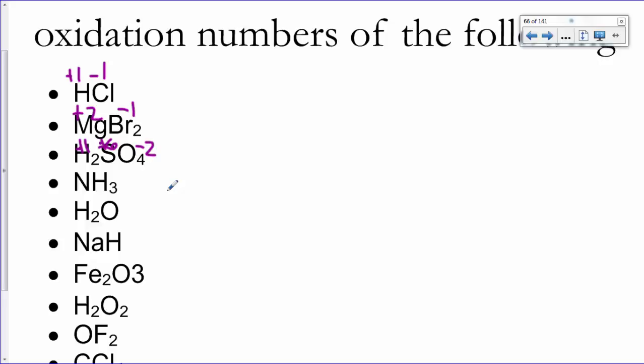Okay, let me skip ahead just to a couple of other random examples here. Here's sodium hydride. This would be one of the few examples where sodium is going to be +1 and hydrogen's -1.